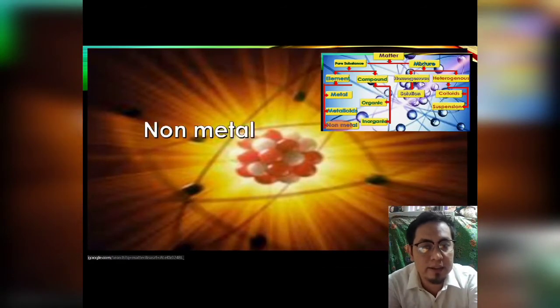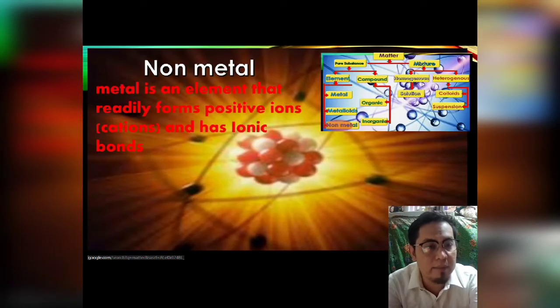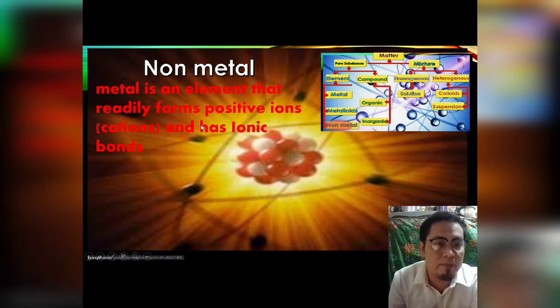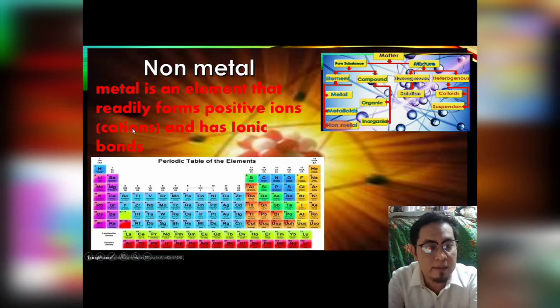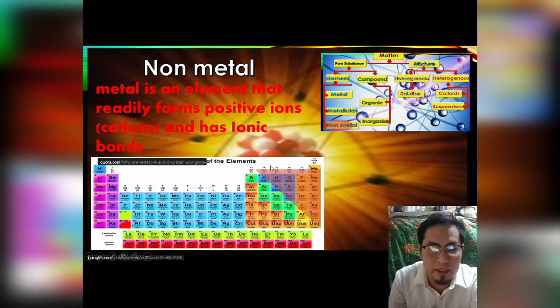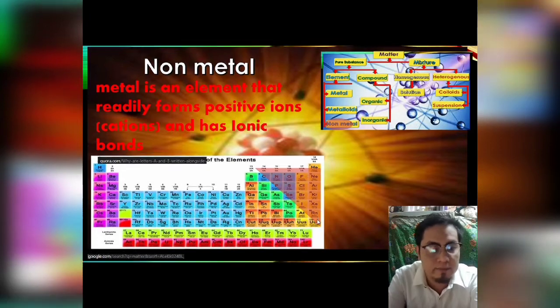Another is the non-metal. A non-metal is an element that readily forms negative ions, this is negative, guys, anions, and has ionic bonds. Where is it located? It is located here at the right of our metalloids. So, carbon, nitrogen, oxygen, phosphorus.